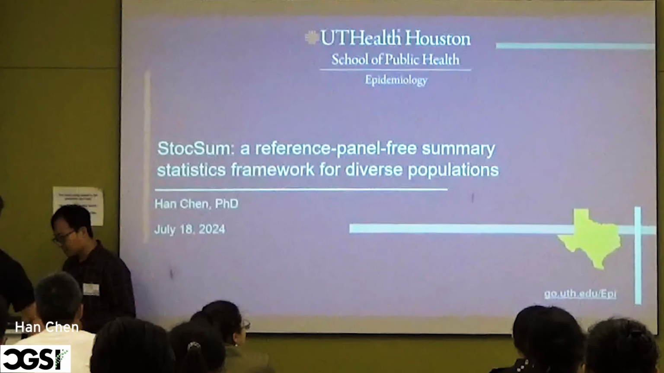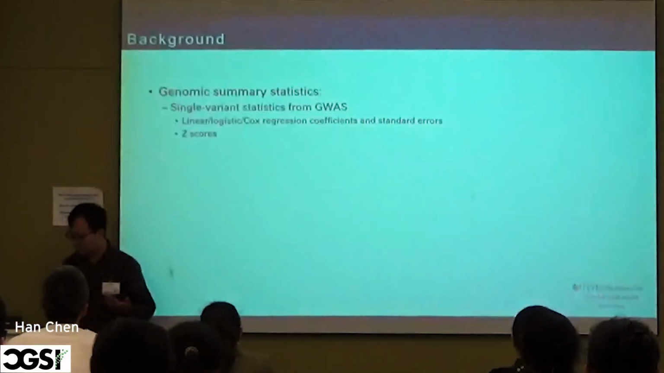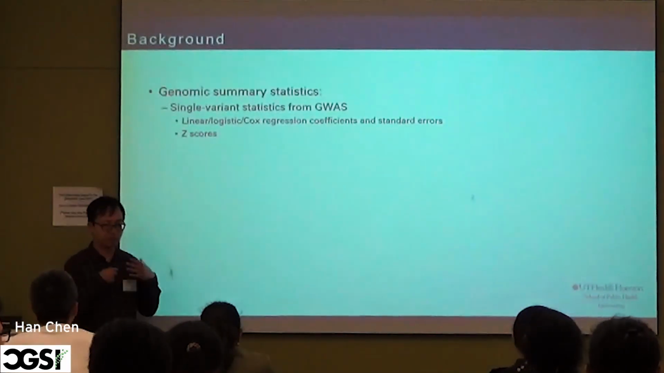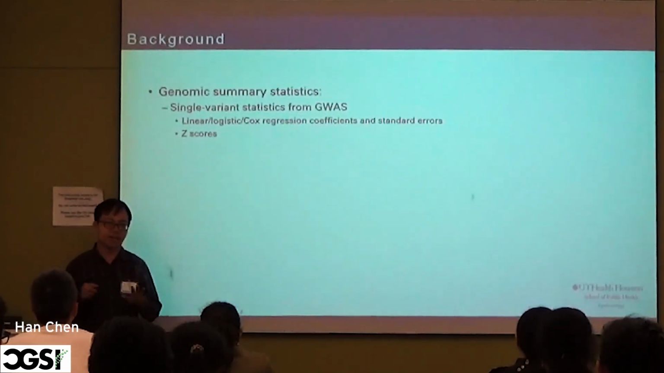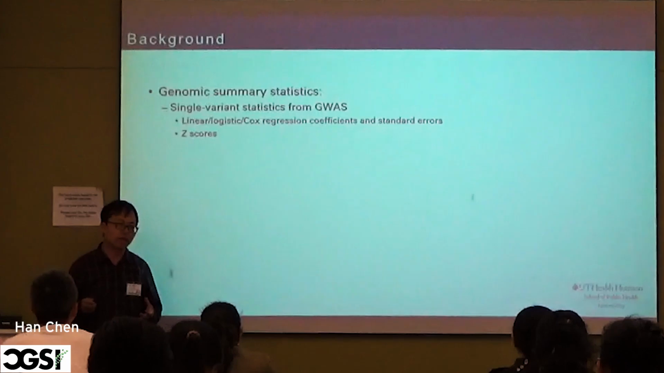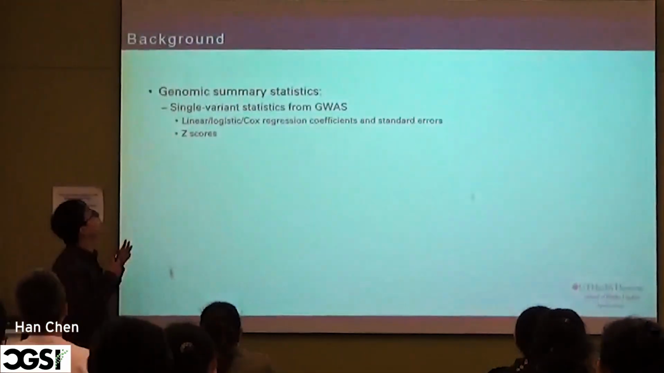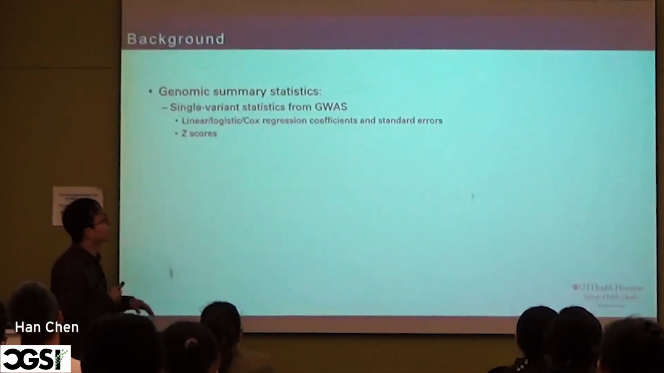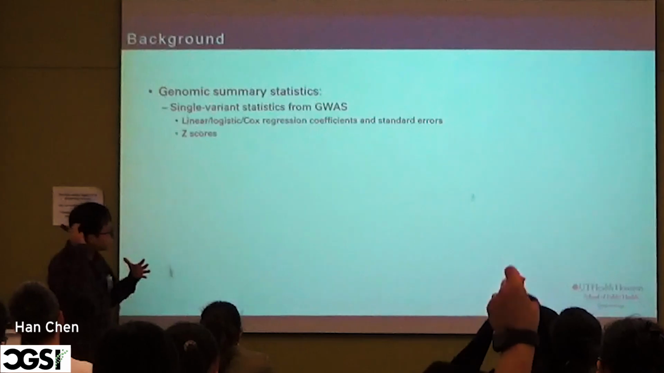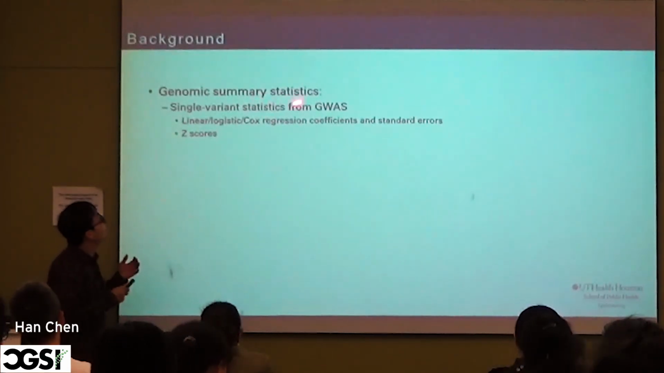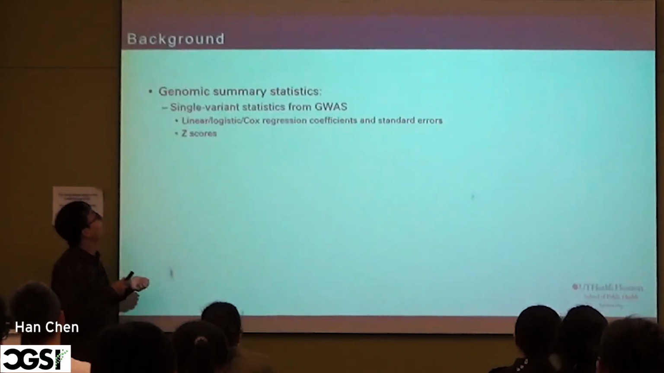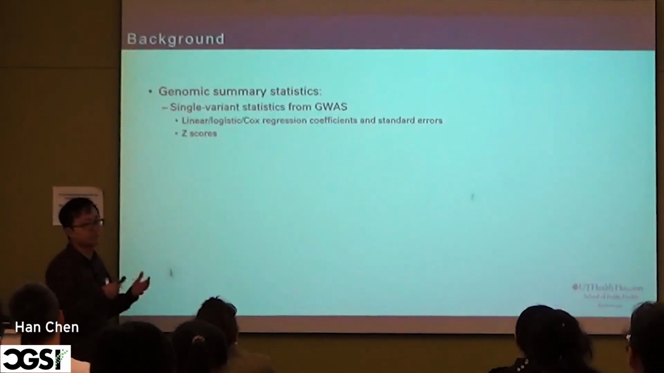Before I get started, I would like to briefly introduce some of the background information. In a broad sense, genomic summary statistics include any information that's aggregated from individual-level data. For example, allele frequency is a genomic summary statistic measure. Within the scope of today's talk, I'm going to restrict genomic summary statistics to the narrow sense definition, which is single variant statistics.